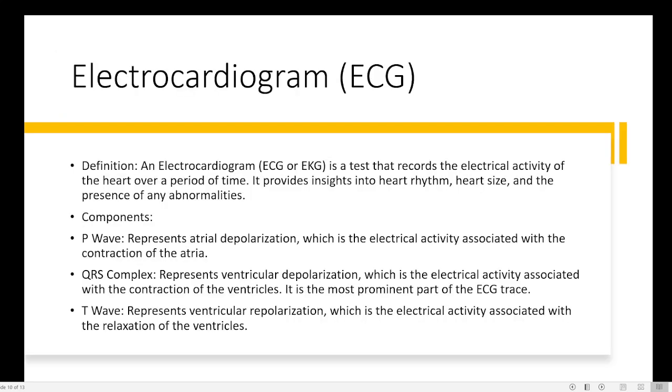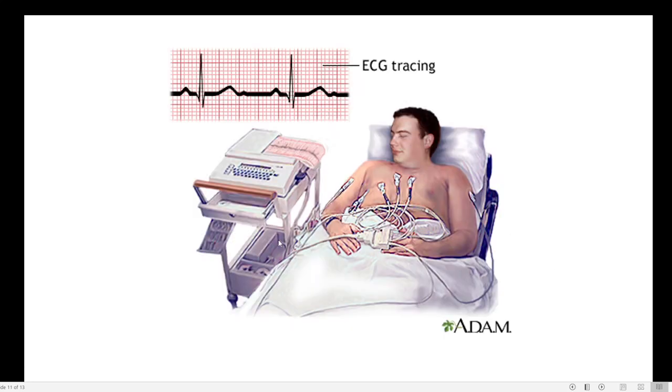Then we have one more, that is the ECG. About ECG also you have some idea. ECG is electrocardiogram. It's a test that records the electrical activity of the heart over a period of time. So that is known as the ECG. Here I will show you how an ECG is taken.